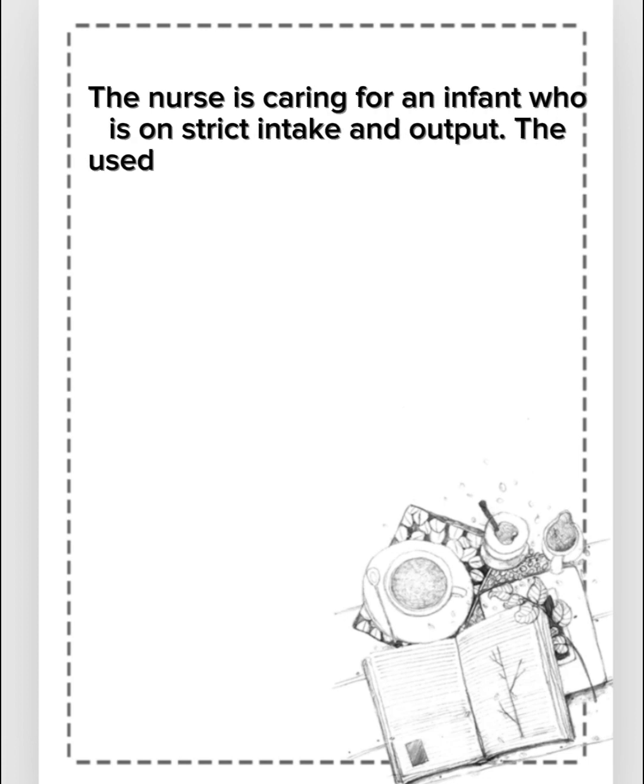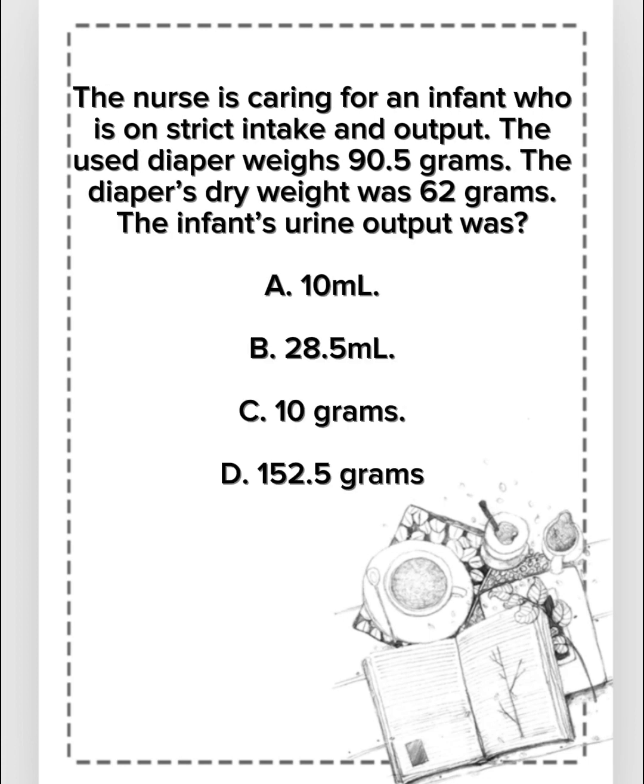The nurse is caring for an infant who is on strict intake and output. The used diaper weighs 90.5 grams. The diaper's dry weight was 62 grams. The infant's urine output was A. 10 milliliters. B. 28.5 milliliters. C. 10 grams. D. 152.5 grams. The right option is B.